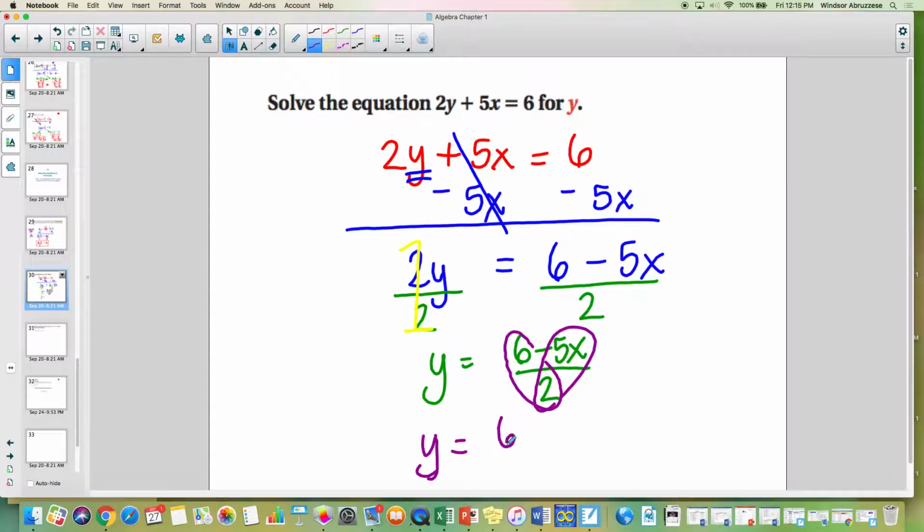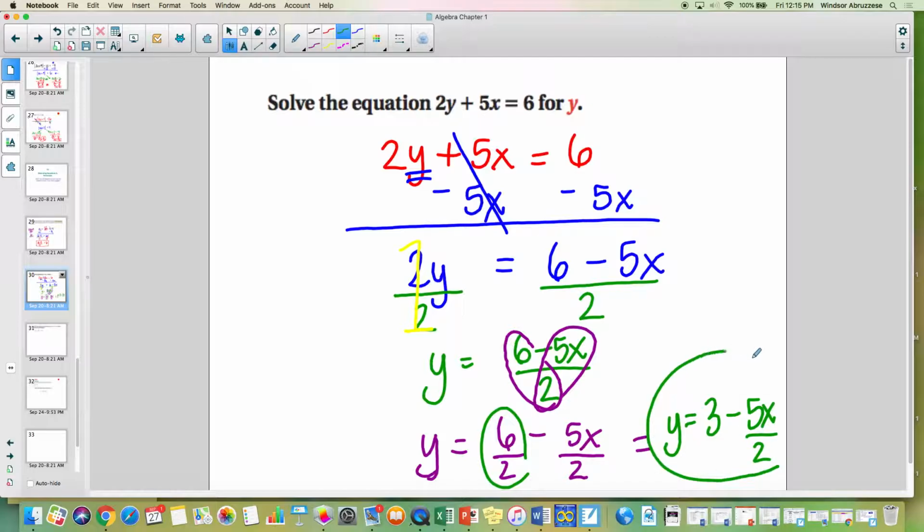Y equals 6 minus 5x. The 6 is divided by 2 and the 5x is divided by 2, both of them. Because now look, I can simplify. What is this 6 divided by 2? My final equation is y equals 3 minus 5x over 2. You can't simplify, so this is our final answer. Again, the other form is okay, but this is where you want to be, especially for next chapter.